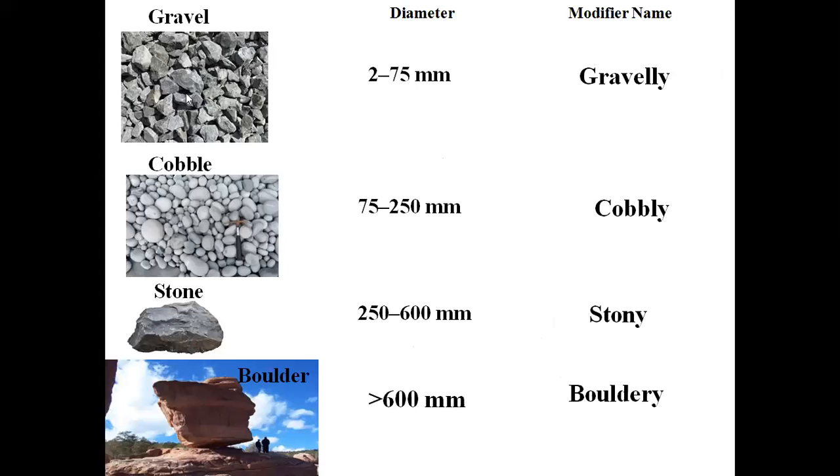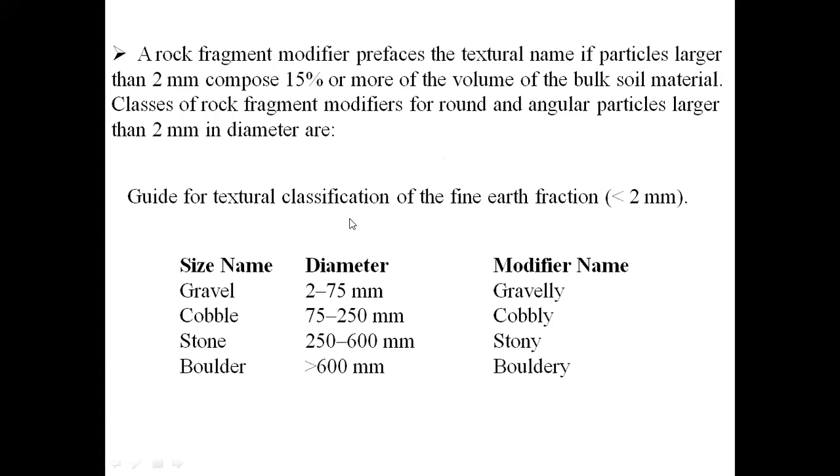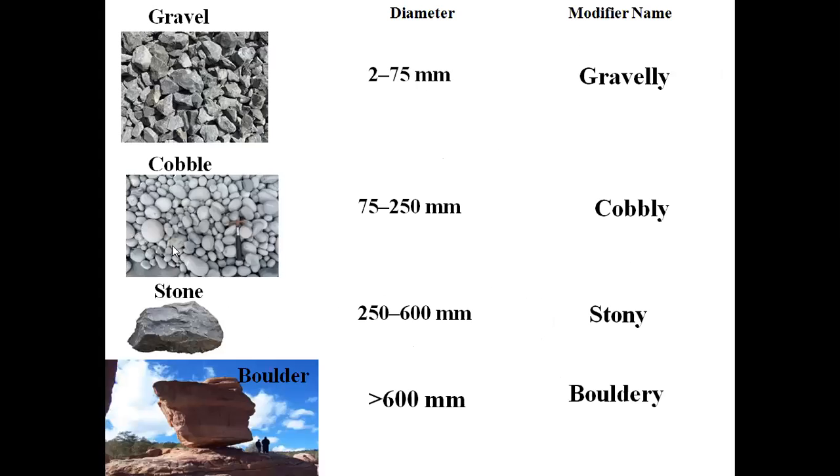So gravel, this is the type of gravel everyone knows. This is the size and this is the modifier name. The same thing is repeated here. Cobble, everyone knows this, students. I don't know what you call it in your local language. The very soft, very rounded edges will be there. But here you can see some angular edges. But here you can see soft and roundy things.